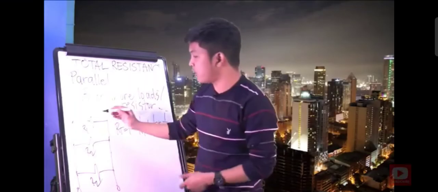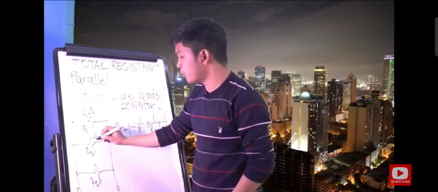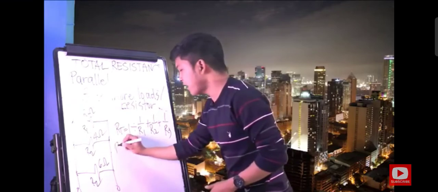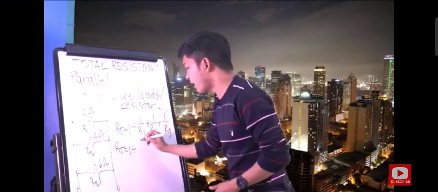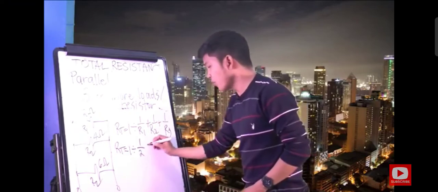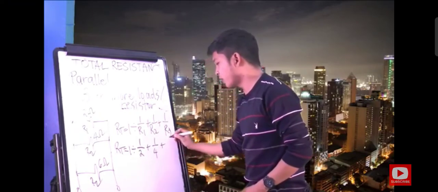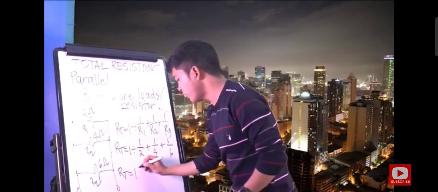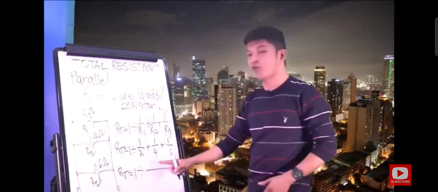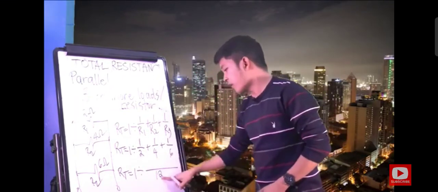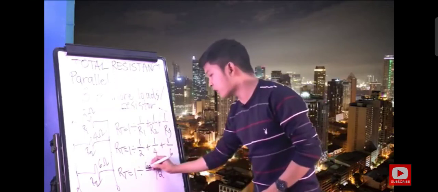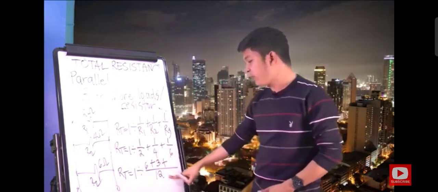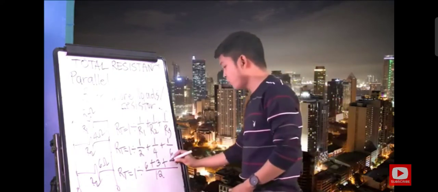Nagbigay tayo ng value dito. Meron tayong 2 ohms, 4 ohms, and then 6 ohms. So, R total is equals to 1 divided by 1 over 2 plus 1 over 4 plus 1 over 6. So, RT is equals to 1 divided by, ano yung LCD ng 2, 4, 6? 12. 12 divided by 2 times 1 is equals to 6. Plus 12 divided by 4 times 1 is equals to 3. Plus 12 divided by 6 times 1 is equals to 2.